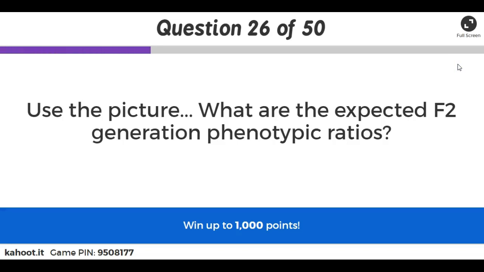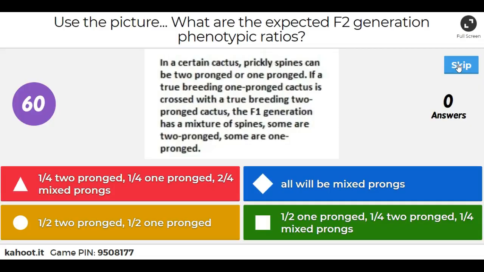We're going to use the picture, and we want to know what are expected of the F2 generation. So F2 phenotypic ratios. We are given the F1 generation, so you are going to have to do some calculating here.